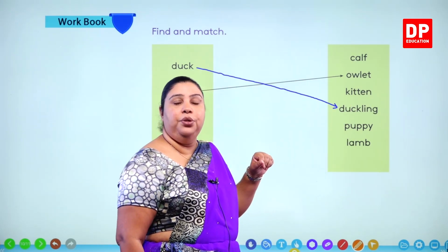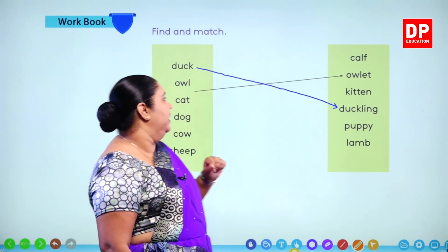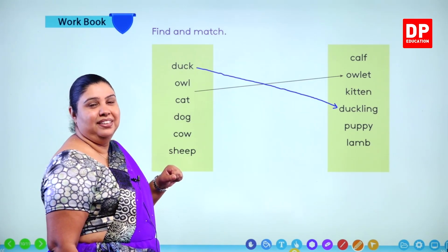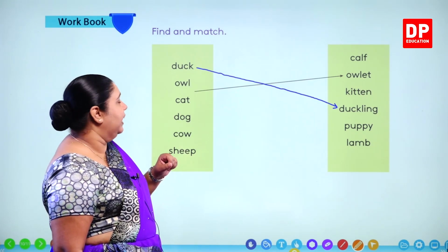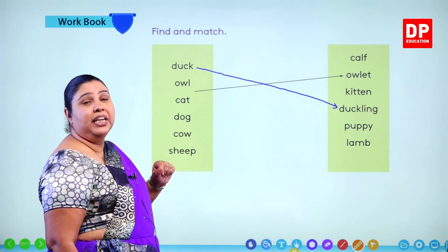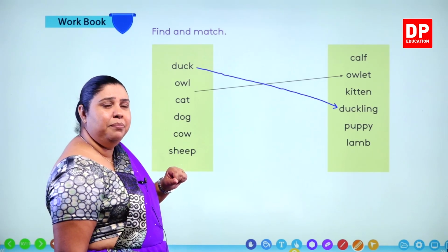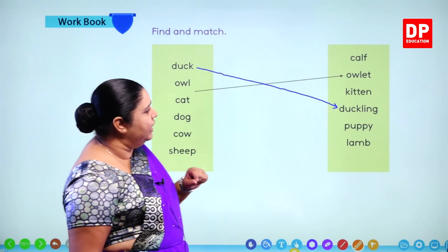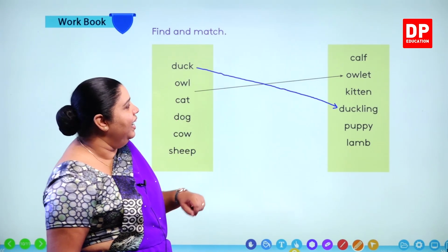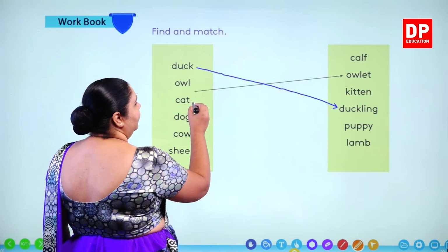D-U-C-K-L-I-N-G. Duckling. Right. Then the third one. Cat. Who do we call a cat, son? The kitten. What is the baby cat called? What is the name that we use to call the baby cats? We say kitten. The baby cat is called the kitten.